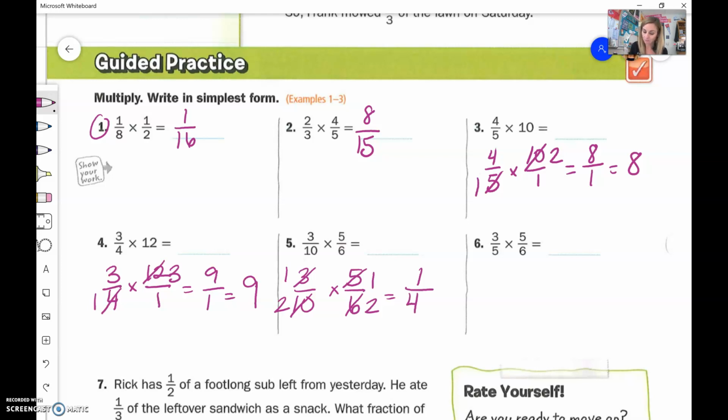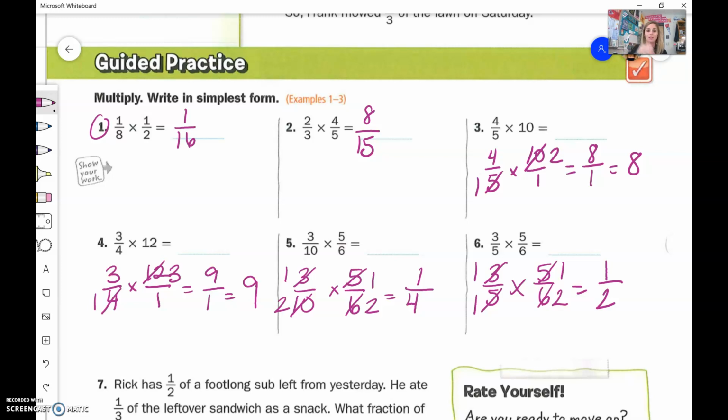And the last one, 3/5 times 5/6. I'm going to do 3 divided by 3 is 1. 6 divided by 3 is 2. 5 divided by 1 is 5. 5 divided by 1 is 5. 1 times 1 is 1. And 1 times 2 is 2. So I get 1/2.